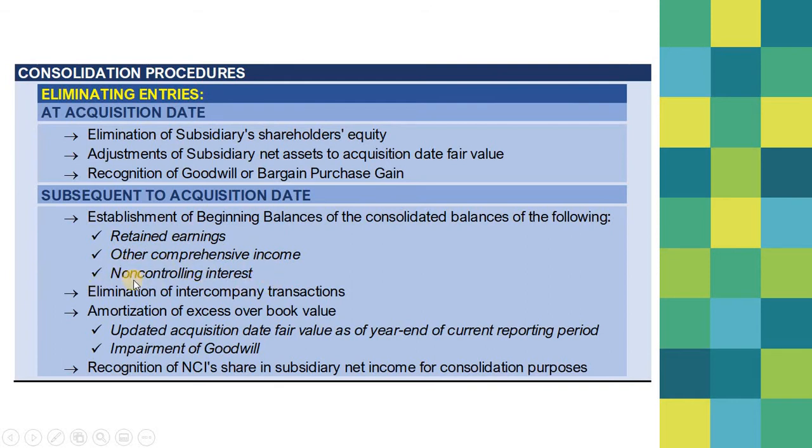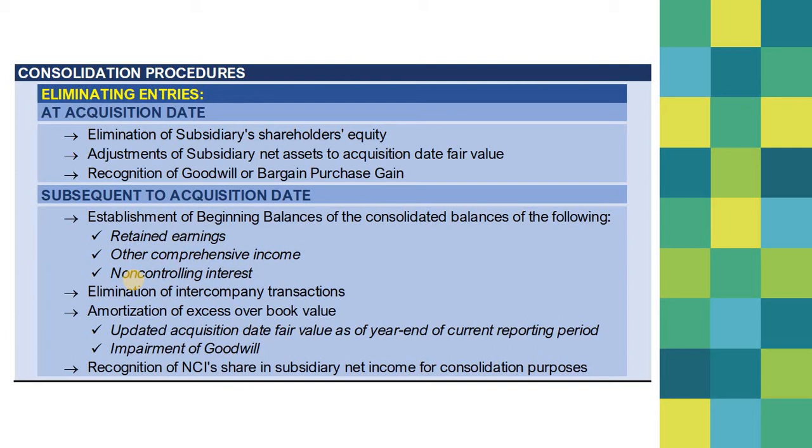Because the retained earnings and other comprehensive income that is recorded in the acquirer and the acquiree's books does not represent the consolidated balances if we just get the summation. Because there are adjustments that we made in our prior year eliminating entries that resulted to the consolidated balances. And since those adjustments are not recorded in the books of both the acquirer and the acquiree, we need to reflect the net effect of those eliminating entries that we did in the prior years in order for us to establish the beginning balance of the retained earnings and other comprehensive income.